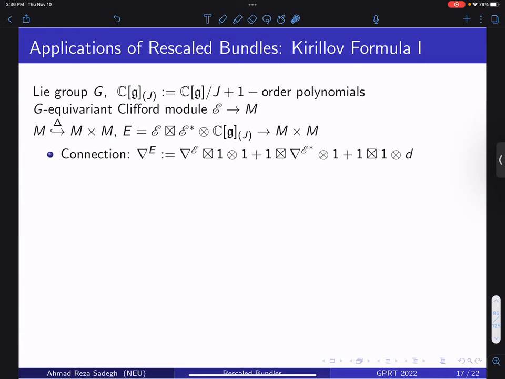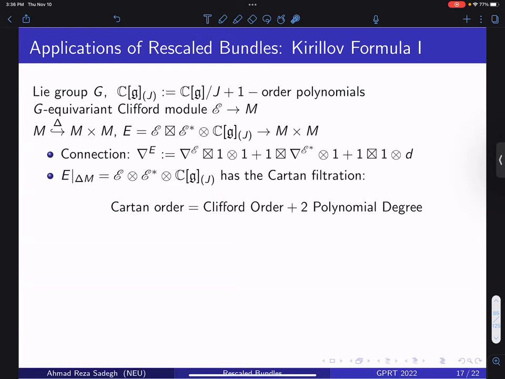So this bundle has a natural connection, which comes very similarly to Nigel and Zelenyi: nabla E tensor with one, again with one standing for that quotient of the polynomial algebra, and one tensor with nabla E star tensor with one. And finally, the trivial connection, or basically the de Rham operator D, that you take on that trivial bundle. So you just add all of them together. This connection comes along with a certain filtration that we need to consider on this vector bundle.